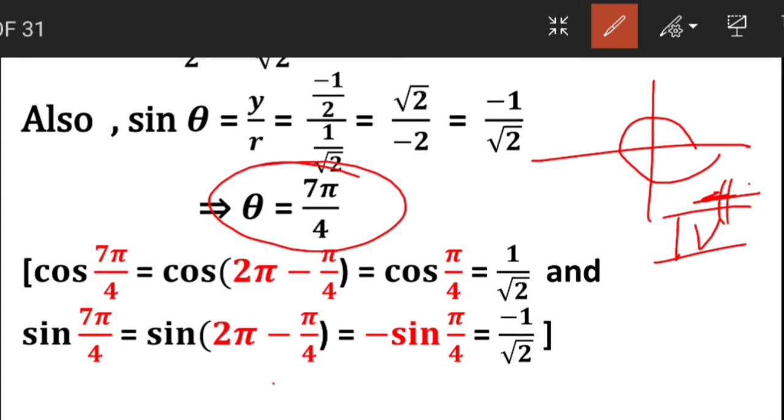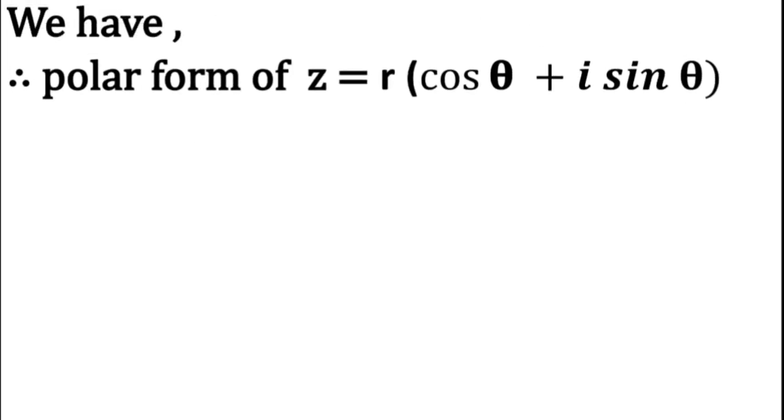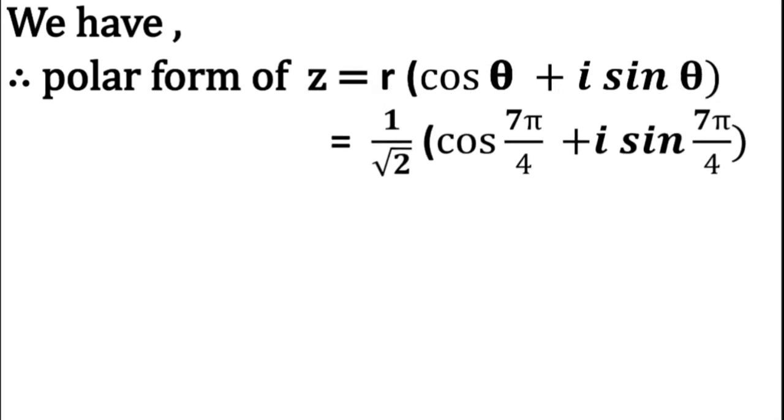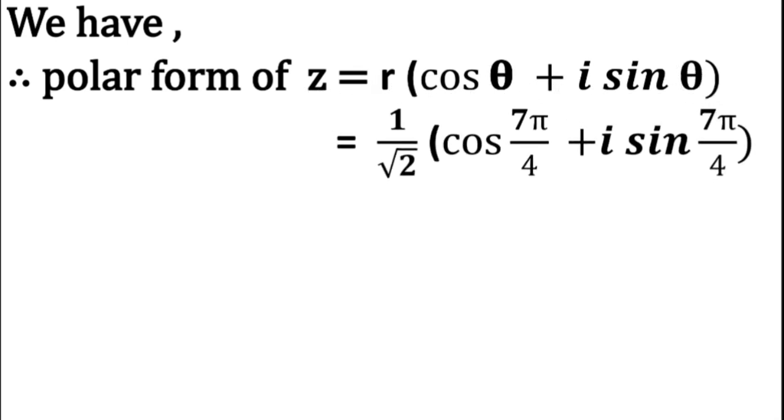That's it. Okay, so the polar form of the given complex number is nothing but r into bracket cos theta plus i times sin theta, that is 1 upon root 2 into bracket cos 7 pi by 4 plus i times sin 7 pi by 4. Okay, this is the final answer.